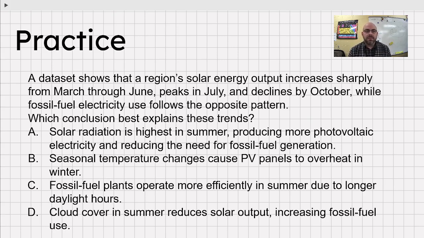Man, I love A. I love it so much I don't even want to read the rest of them. A is the correct answer. It's just good. There's nothing wrong with it. If you look at the other ones, B says seasonal temperature changes cause PV panels to overheat. We have to create an extra part to our prompt in order for B to be correct, right? And so we don't want to add two things, even though B might be correct. There's no reason for us to derive that from the prompt and from what we read, and so we're going to go with A, which is the simplest path forward.